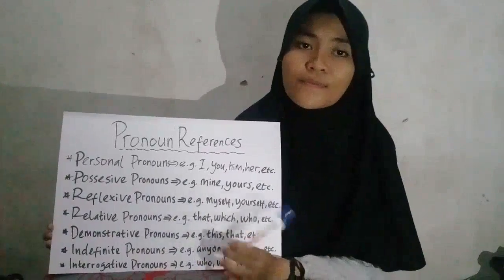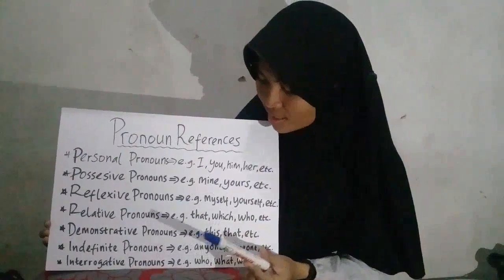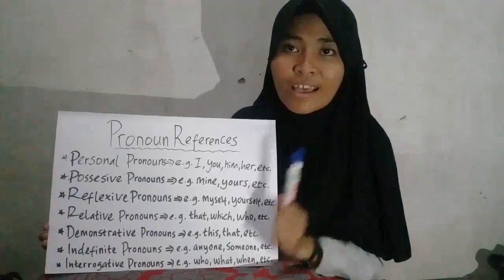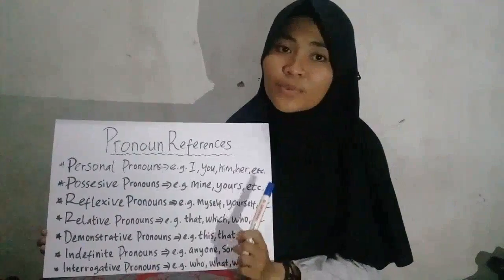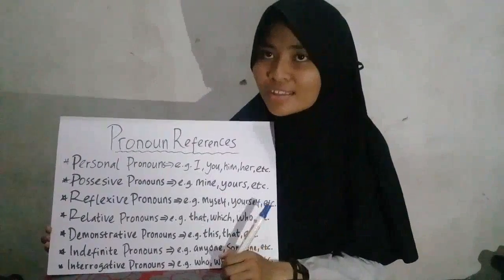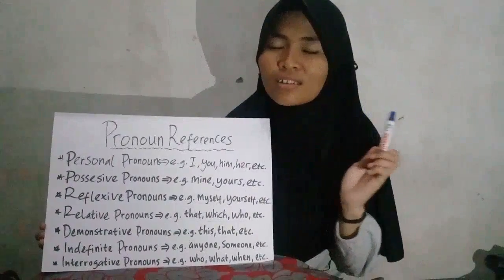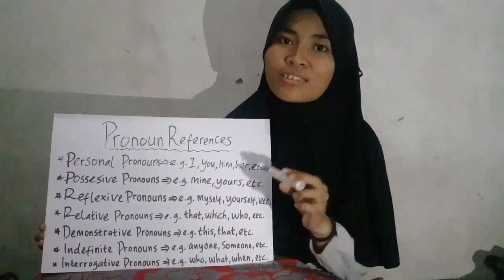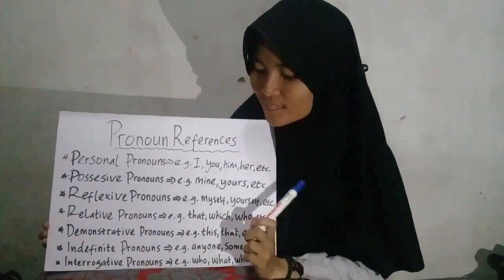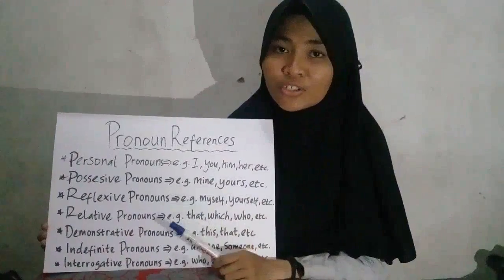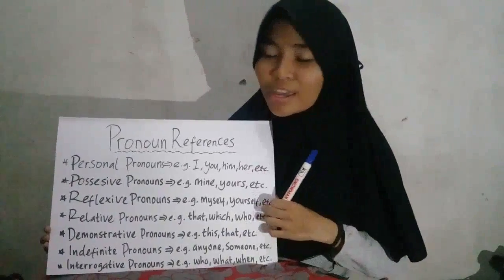Next, demonstrative pronouns point to specific nouns such as this, that, these, and those. Next, indefinite pronouns refer to non-specific people or things such as anyone, everyone, someone, somebody, and so on. And the last one is interrogative pronouns. Introduce questions like who, what, when, where, and why.